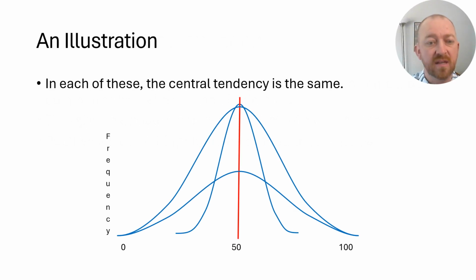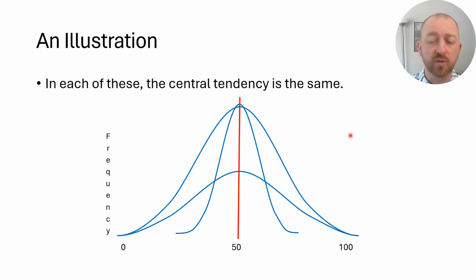Right, as you can see here, we have three distributions. I've overlapped them just for illustration purposes. You've got a relatively bell-shaped curve here, a leptokurtic distribution here, and then a platykurtic distribution here. Now, as you can see, the mean, median, and mode for all three of these would be 50. And it doesn't matter what the variable is here, but they would all be the same because they're symmetrical distributions.